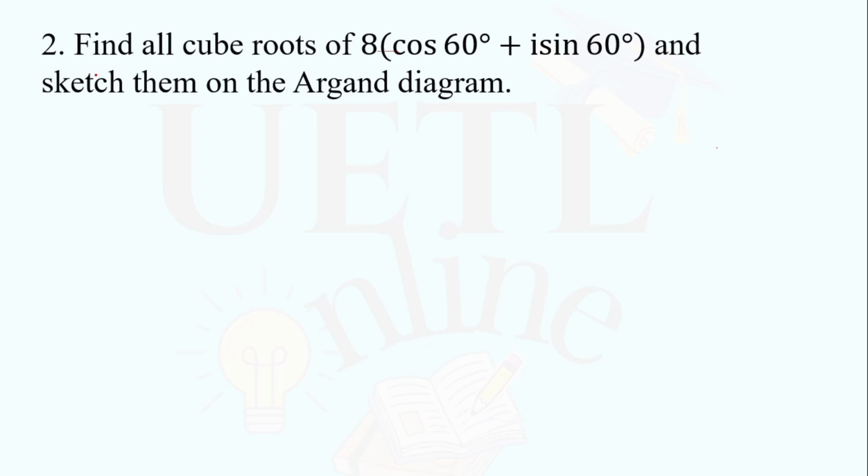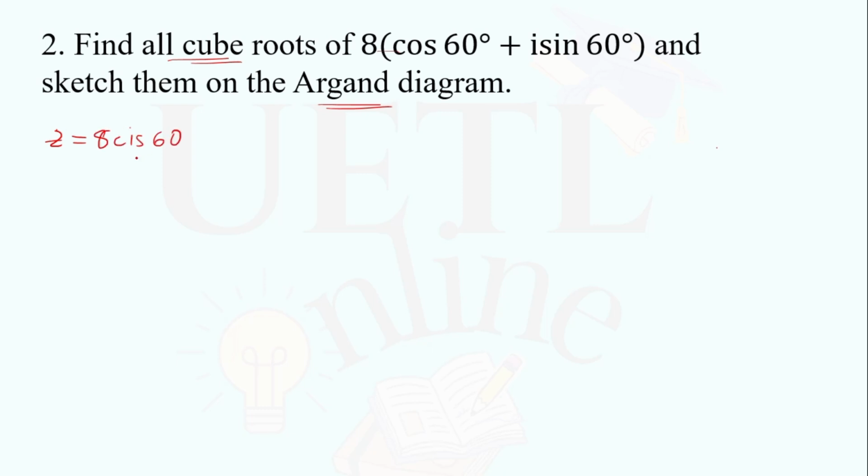Our second example is to find all cube roots of the complex number 8 cos 60 plus i sine 60, and sketch them on the Argand diagram. The first thing is you're going to find all the cube roots, and after that, I'm going to show you how they look on the Argand diagram. Let's say the complex number we are given is 8, shortened to CIS 60.